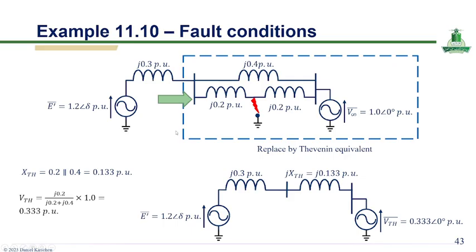And finally, the original system is reduced to a simpler equivalent circuit with a generator reactance J0.3 per unit in series with the Thevenin reactance, which makes the fault current calculation easier and more efficient.